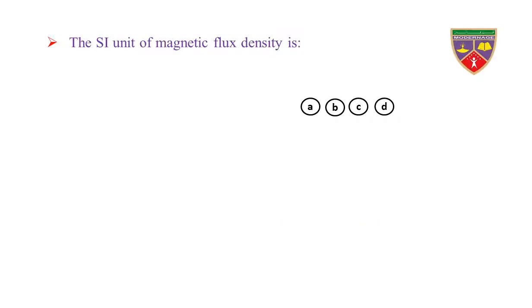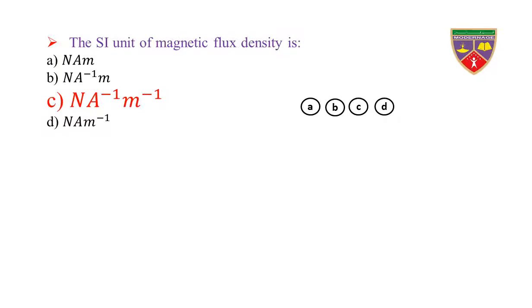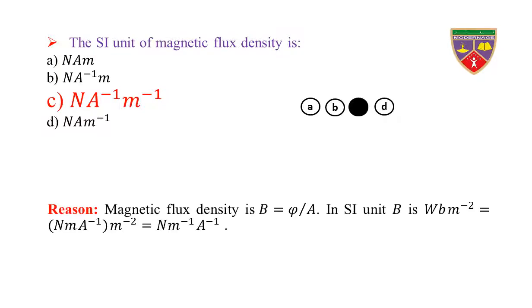The SI unit of magnetic flux density is: option A, Newton ampere meter; option B, Newton per ampere meter; option C, Newton per ampere per meter; option D, Newton ampere per meter. The key is Newton per ampere per meter. Therefore, the correct option is C.